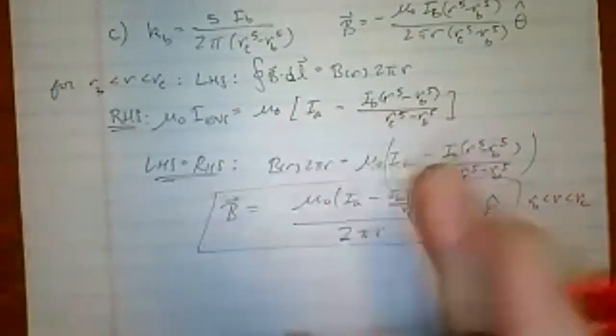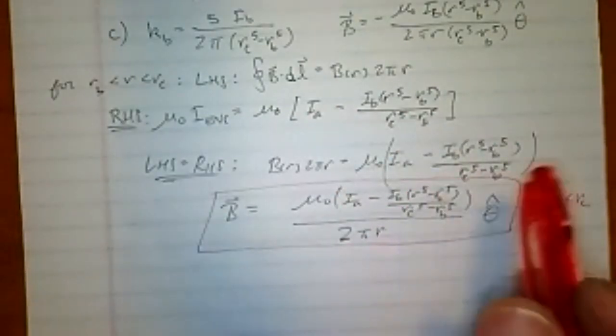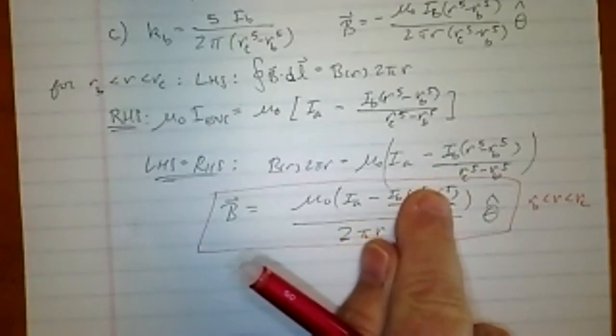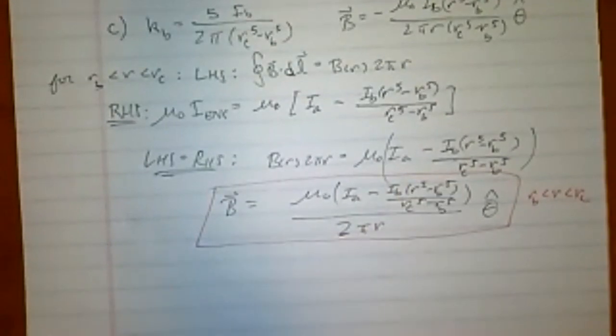And you can see as R approaches RC, this is just going to become IA minus IB. But if IA and IB are equal to each other, that's ultimately going to be 0, which brings us finally to part D.